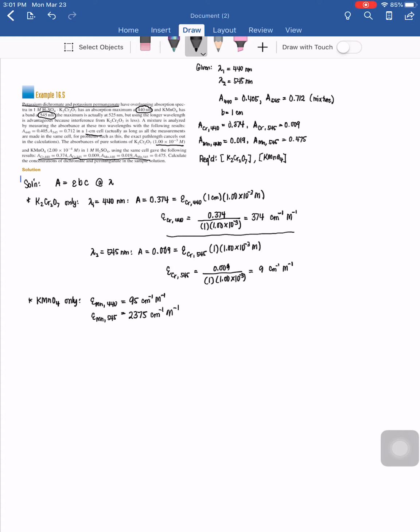So these values are very important to us, so we take note of them, because these values are what we're going to be using to compute the concentrations of the dichromate and the permanganate in the sample solution.